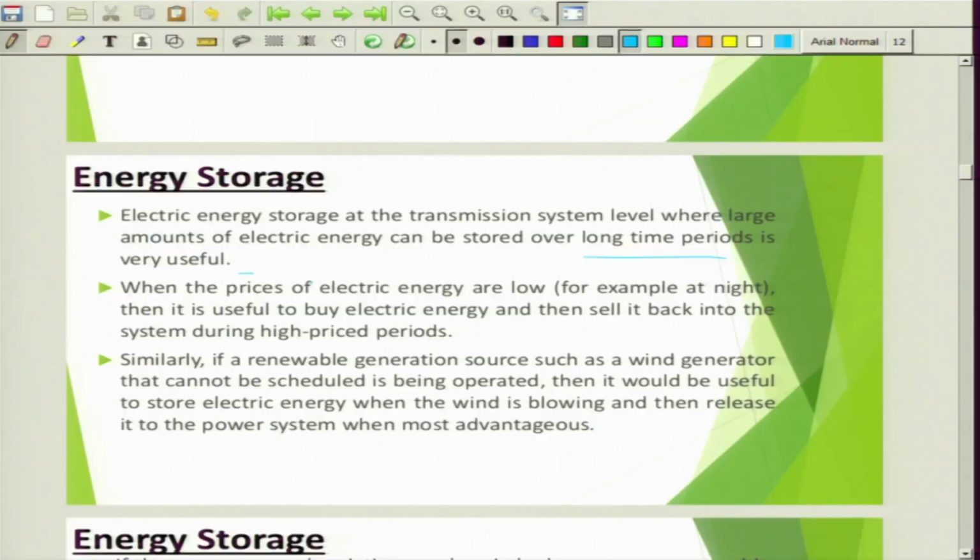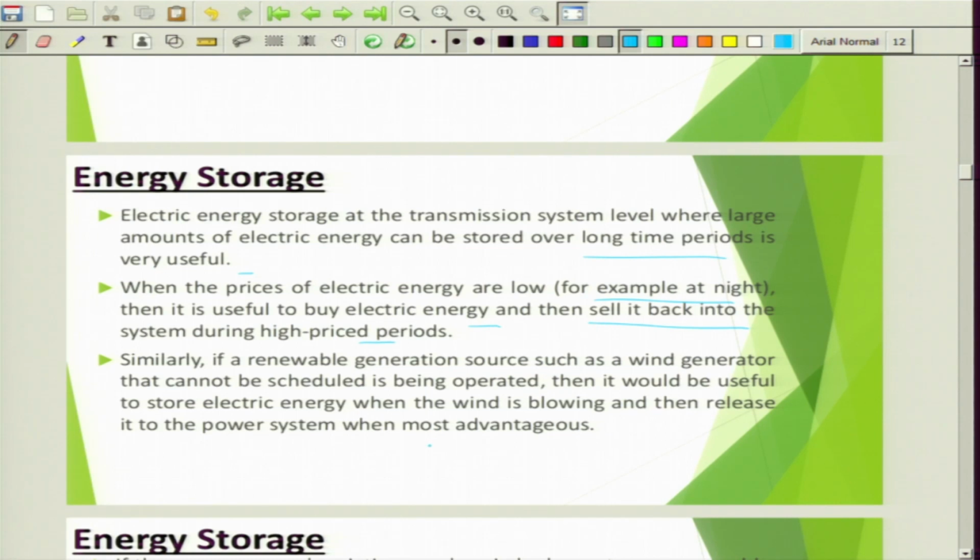So we need to have a sufficient amount of storage, because renewables themselves are volatile and intermittent, and at times they are available in heavy quantity, and there is a time when there is no availability of wind or solar. So we need to have sufficient storage deployment at the transmission and distribution corridor such that we will be able to operate the system at the given power frequency, which is 50 hertz. So when the prices of electric energy are low, for example at night, then it is useful to buy electrical energy and then sell it back into the system during high priced periods.